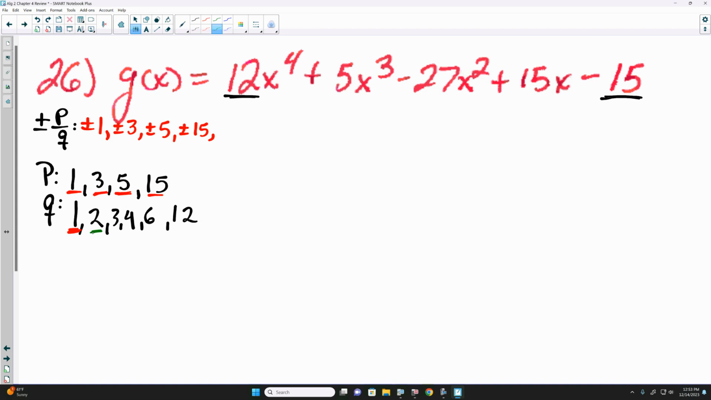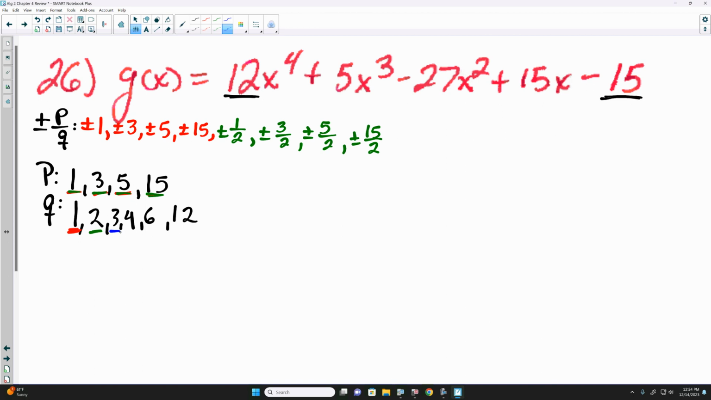Now we're going to repeat the process, but this time with Q being 2. So we'd have plus or minus 1 over 2, plus or minus 3 over 2, plus or minus 5 over 2, and lastly plus or minus 15 over 2. Now, at any point along this process, if we have a fraction that can simplify, we need to reduce it. But 1 over 2, 3 over 2, 5 over 2, and 15 over 2, none of those reduce. There's nothing in common that would reduce.